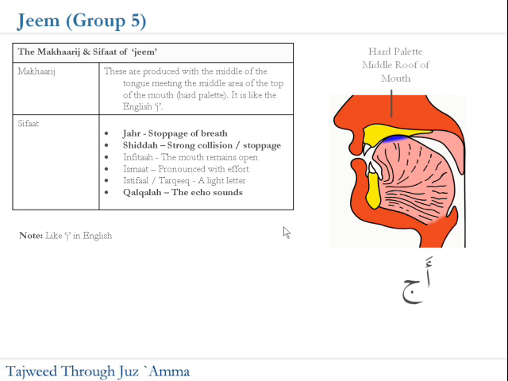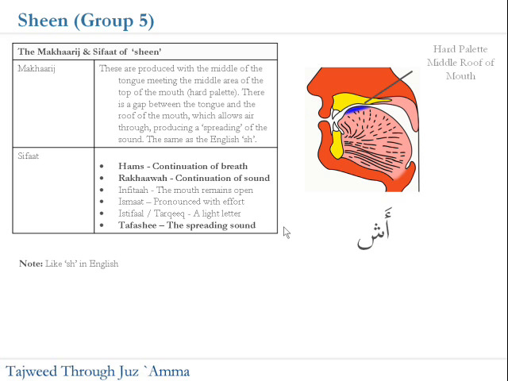Slightly forward from that is the jim, and this is very much like the English j, and we have a stoppage of the breath, i.e. there's no air released after it, but what we do have is a strong collision or stoppage, and this is an echo sound. So normally with the vowels it would be ja, ji, ju, but with the sakin it's aj, aj, aj. So it's a strong stoppage with the echo.